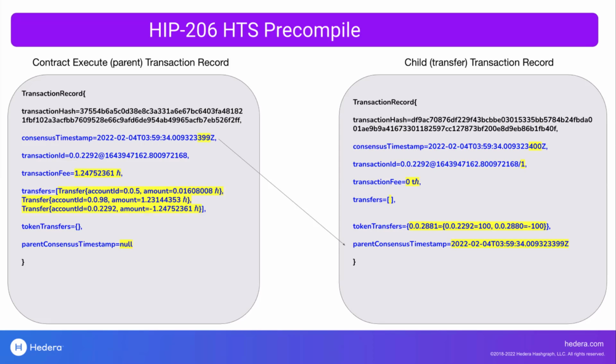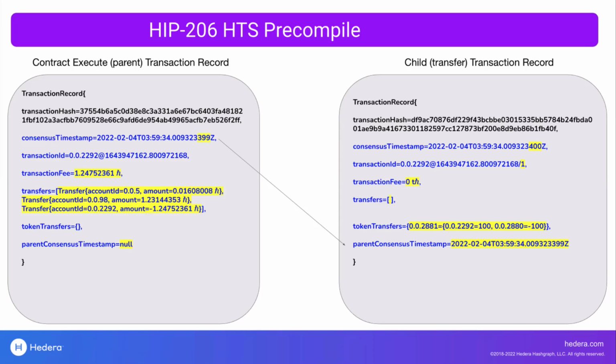So just going through the list here, you'll notice that the consensus timestamp for the parent is 1 nanosecond ahead of what the consensus timestamp is for the child. And this is because the contract execute transaction executed first, and then subsequently that triggered the execution of the transfer transaction. You'll also notice the transaction IDs. They are the same except for the nonce value that the child transfer transaction has. I mentioned this in the previous slide as well.